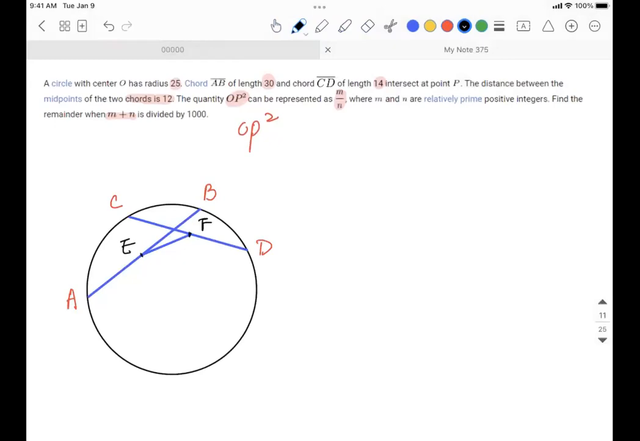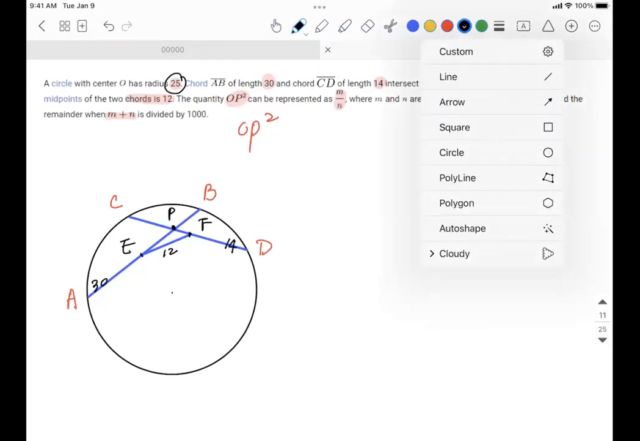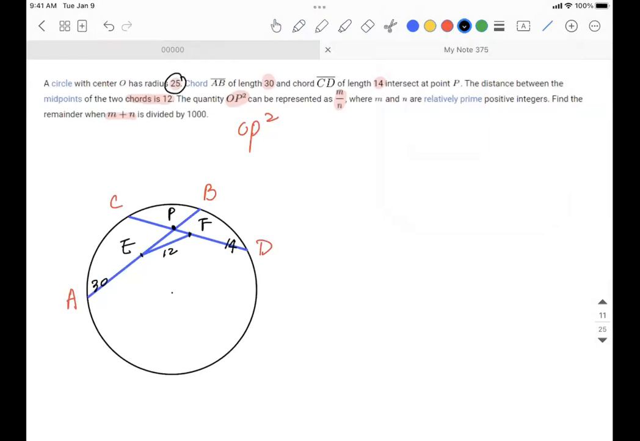The distance between the two midpoints is 12. So AB is 30, CD is 14, radius 25. These two chords intersect at point P. The question is asking, what is the length, I'm going to highlight using the color green, of this segment, OP.